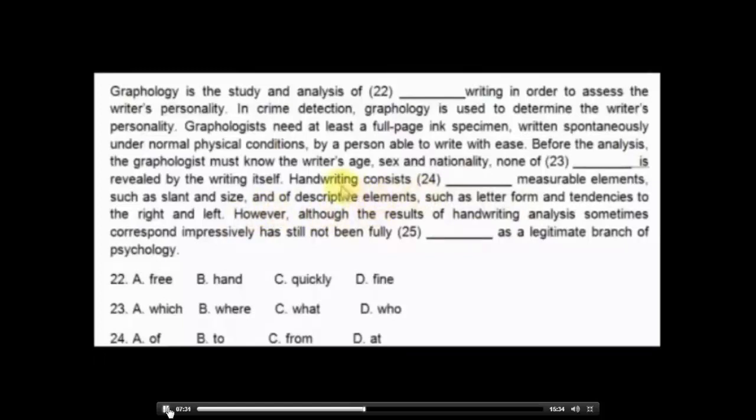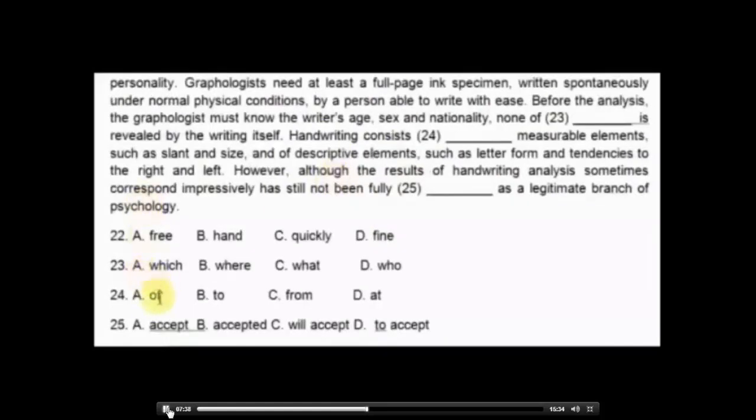Okay. So here we have handwriting consists of, consists to, consists from, and consists at.